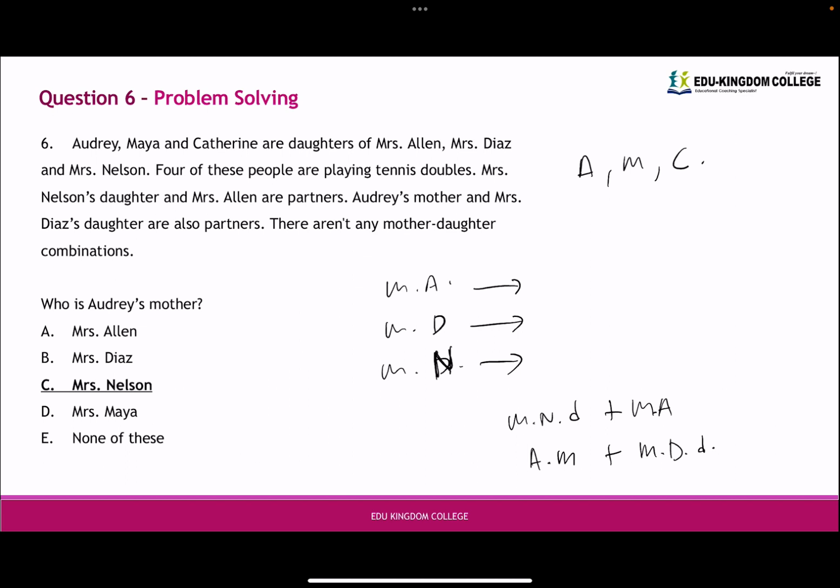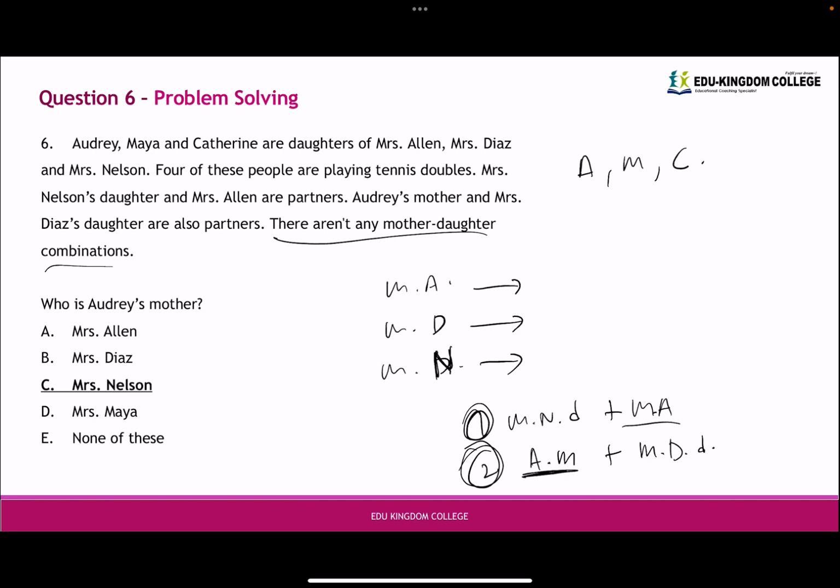Diaz's daughter are also partners. So these are our 2 partnerships. So if we have Mrs. Nelson's daughter plus Miss Allen, we know that there aren't any mother-daughter combos. Sorry, I'm getting a little confused. What am I saying? Mrs. Nelson's daughter, Mrs. Allen, and then you have Audrey's mother.